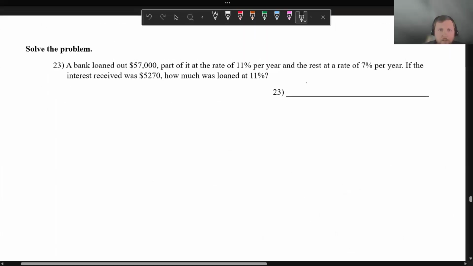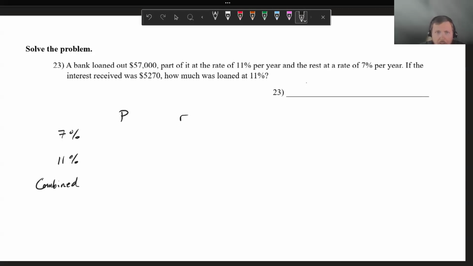A bank loaned out $57,000, part of it at a rate of 11% per year and the rest of it at a rate of 7% per year. If the interest received was $5,270, how much was loaned at 11%? So we have the 7% and the 11%, and we have, I guess, the combined or together or whatever you want to call it. And we can make a table.